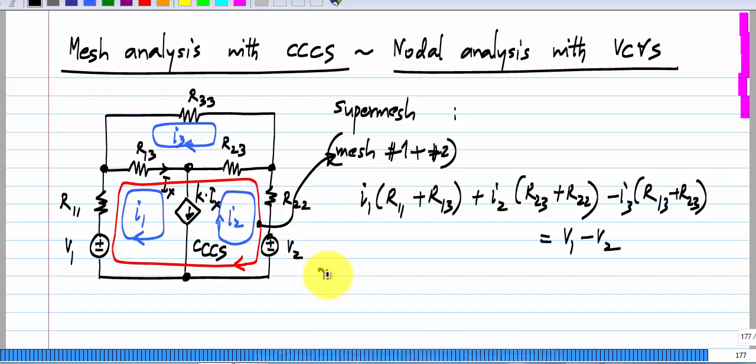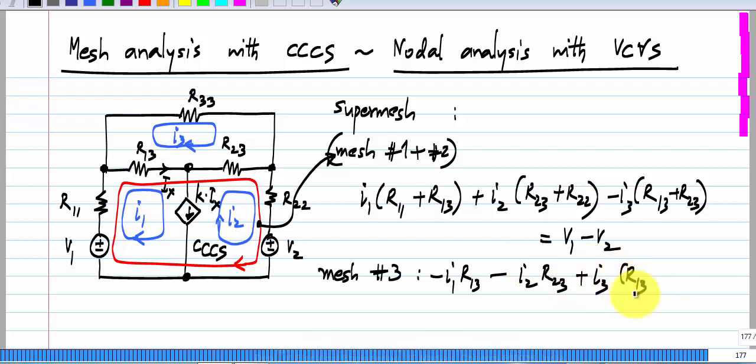And the third mesh is not affected by this. So for mesh number 3, we have the same equation that we had before. This equals 0.